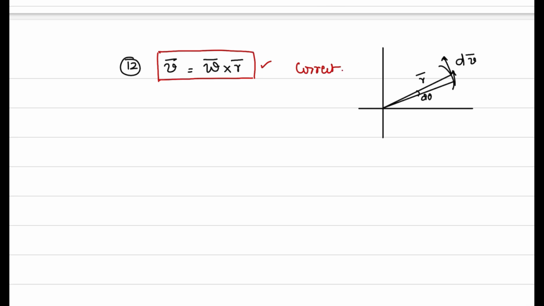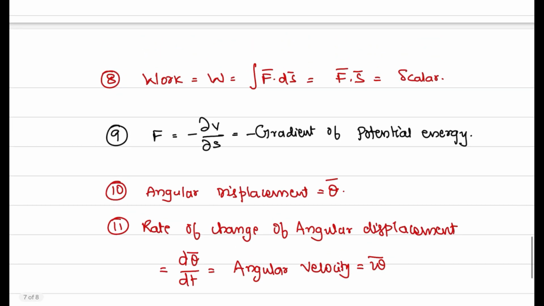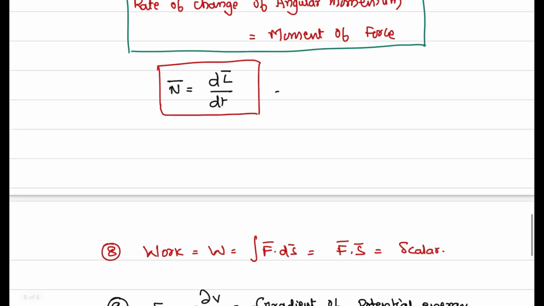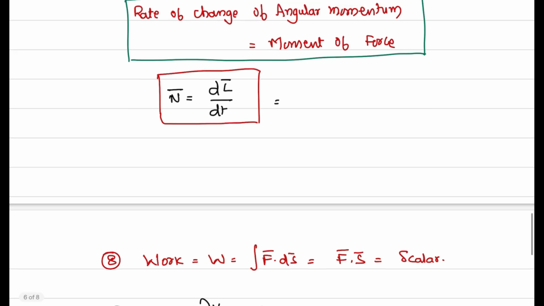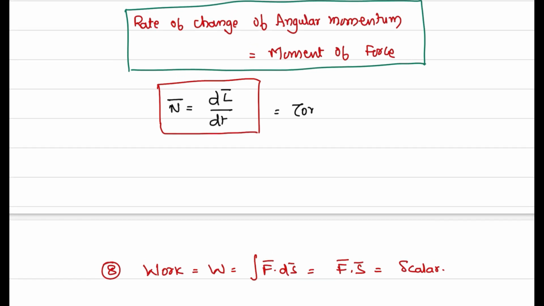Now, angular acceleration. Angular acceleration is denoted by alpha. That is equal to d omega by dt. And force moment can also be called as torque. That is represented by tau.